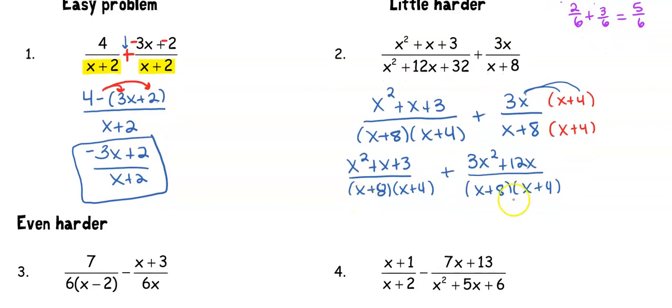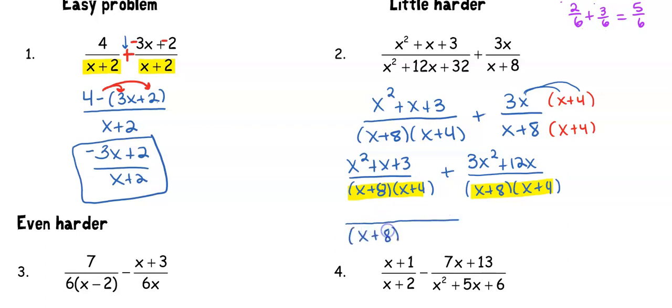See how we have the common denominator now? X plus 8 and x plus 4. When you have the common denominator, we're going to push that together into one fraction. So we're going to combine the numerators, and remember when we add, the denominator does not change.